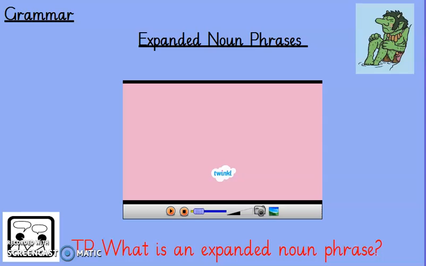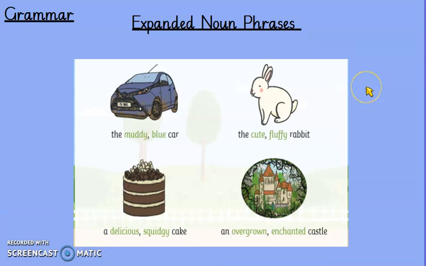So let's give you some examples. Here I have a couple. The first one is the muddy blue car. Now, the car is the noun in this phrase. The words muddy and blue are the adjectives. They are describing what the car looks like. It's muddy and it's blue.